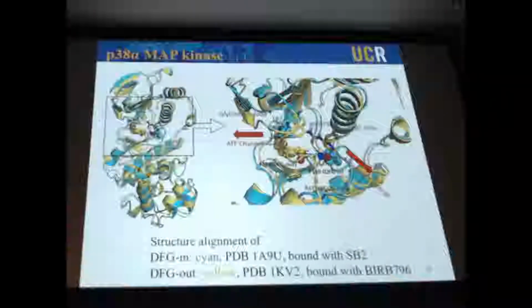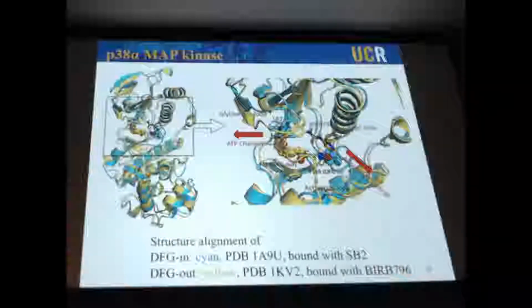So the argument here is actually from previous work. People already showed, this is Tingjun Huang's work at Zhejiang University. He actually showed, and also consistent with our simulation, this is p38α, with DFG-in binding type 1 inhibitor, which is the cyan, and yellow is type 2 binding inhibitor. When they are leaving the protein, they are leaving from different positions.